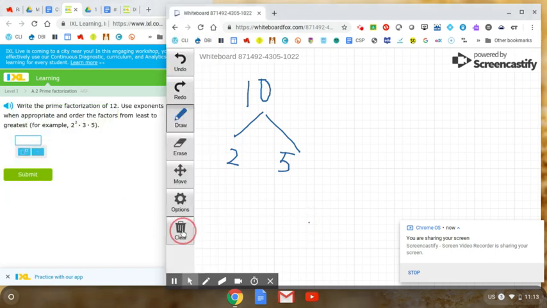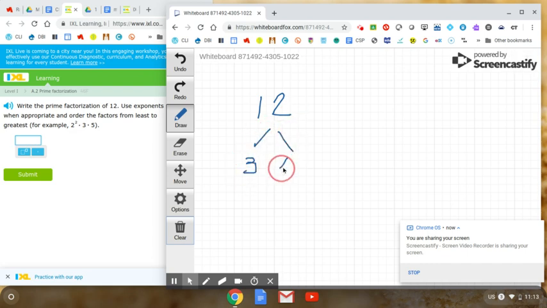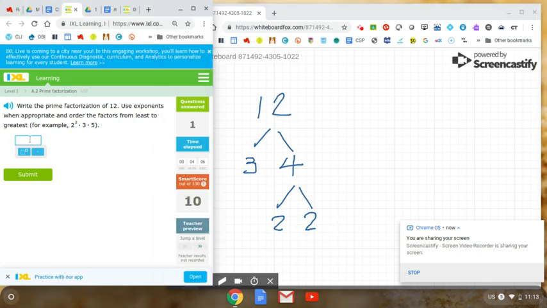So next one, let's look at 12. So 12 is 3 times 4, right? But 4 is not a prime number because 4 can be 2 times 2 or 1 times 4. So therefore you have 2 times 2 times 3. So the way you put it is 2 to the second power, or 2 squared. That's an exponent that you have learned today.